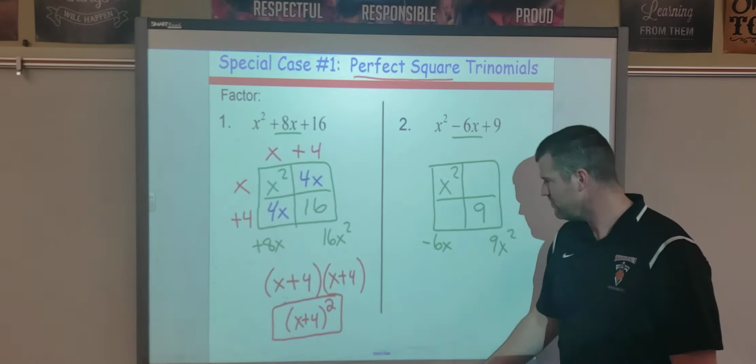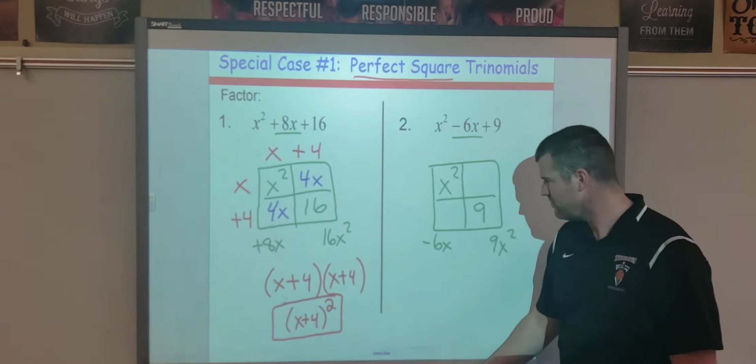So our GCF of this row is 3x, which means this one has to be 3x. This one has to be positive 1. And then to get 3x, we need 3x times another positive 1. And again, it's another perfect square trinomial because both binomials are the same. So we could write that one as 3x plus 1 squared.